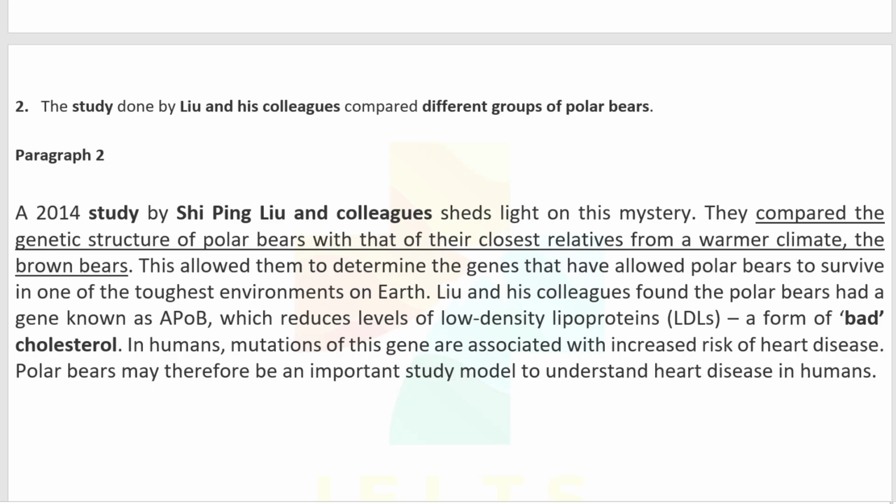The keywords of the second question we have got in paragraph B. A 2014 study, by Shiping Liu and colleagues, sheds light on this mystery. They compared the genetic structure of polar bears with that of their closest relatives from a warmer climate, the brown bears. In the question, it was mentioned that Liu and his colleagues compared different groups of polar bears.